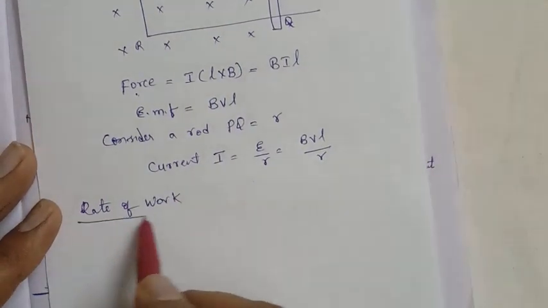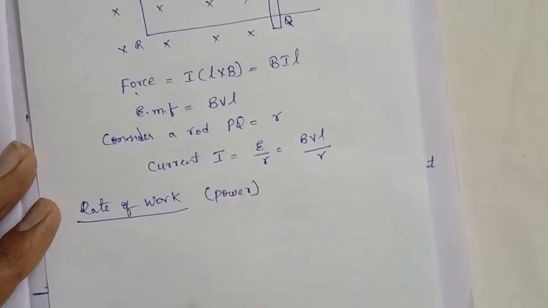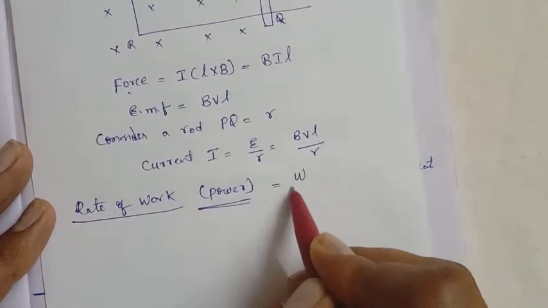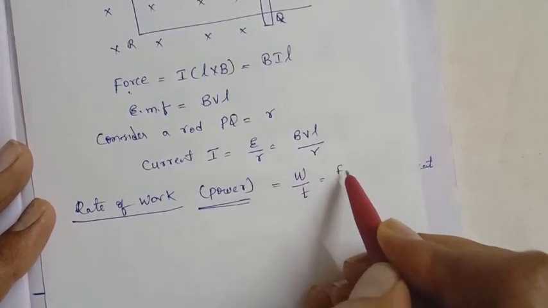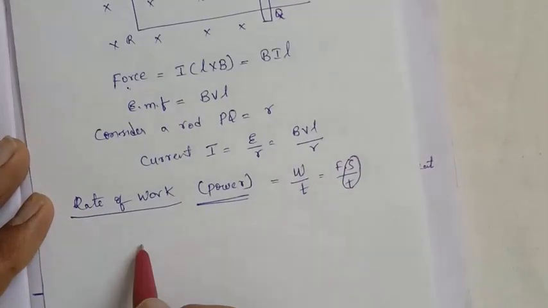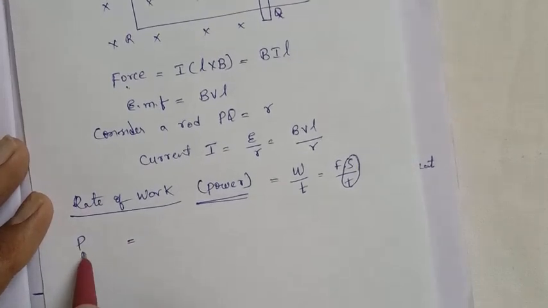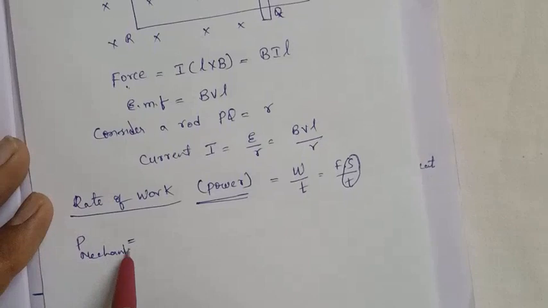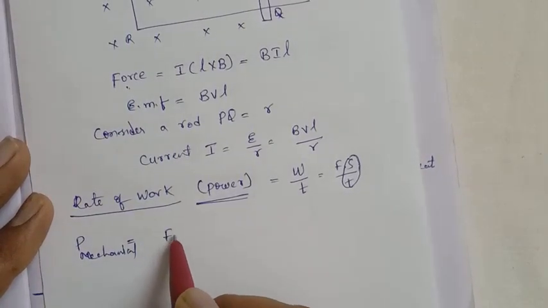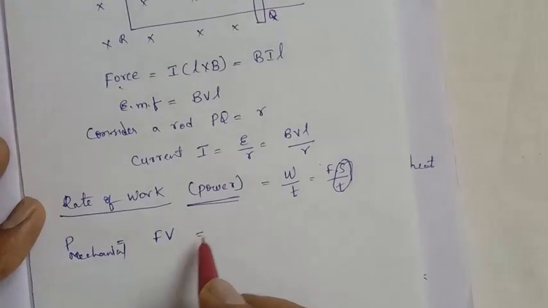Rate of work is nothing but power. Power is equal to work done per time. Work is equal to F dot S, so power is F dot S by T. S by T is nothing but V. So power, which is mechanical power here, is equal to FV. So what is F here?